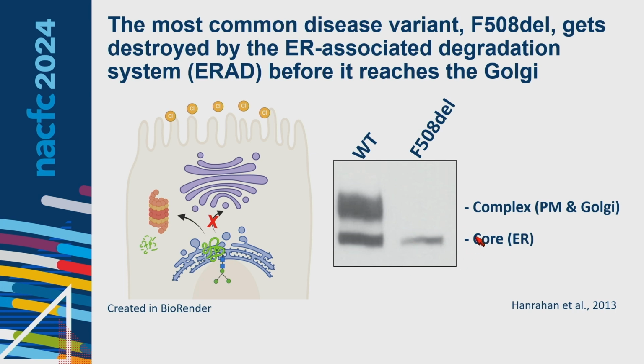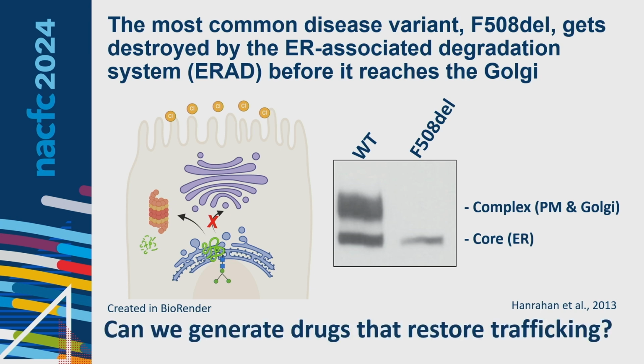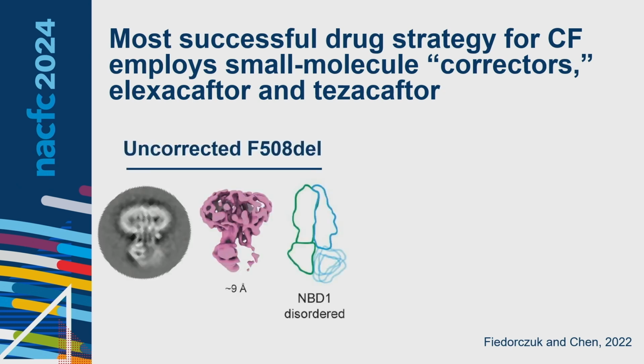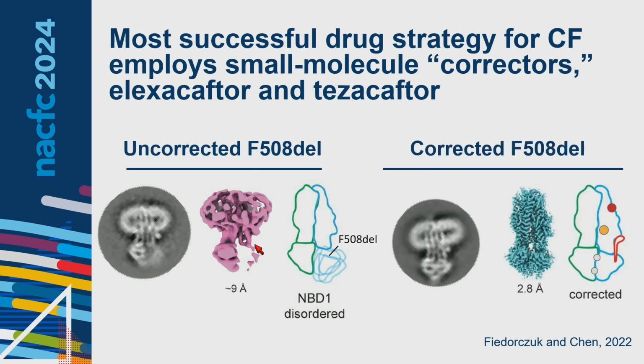Now, the main question that has been the focus of the field for the last 20 or so years is: can we generate drugs that restore trafficking? Our most successful drug strategy relies on small molecule correctors, elexacaftor and tezacaftor. As you can see, uncorrected F508del is not particularly well structured, particularly in the NBD1 domain where the F508del mutation is found. But the corrected form has an almost wild type conformation, in this beautiful 2.5 angstrom structure.